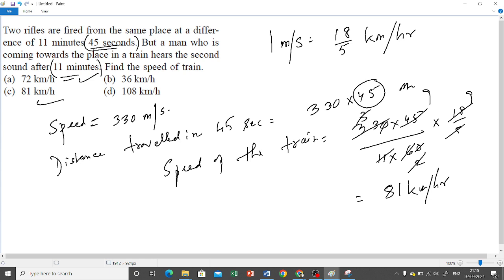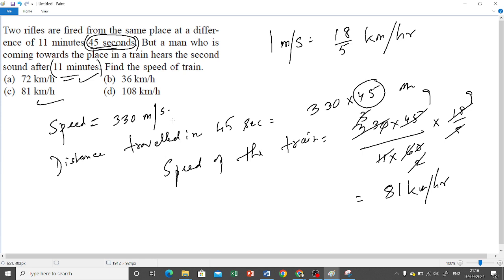Okay. Two rifles are fired from the same place at a difference of 11 minutes 45 seconds, but a man who is coming towards the place in a train hears a sound after 11 minutes. So that means what? Since the train is coming towards that place, he has heard the sound before. That means the sound has actually traveled the distance which is equivalent to this 45 seconds.